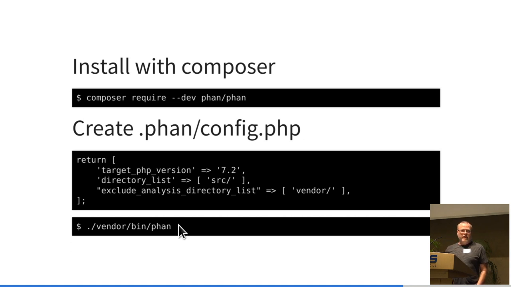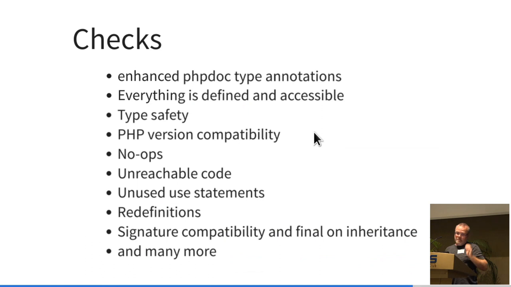And then you run vendor bin fan, and it'll analyze your code and usually spit out quite a few errors for you. You can also further hone your configuration file to say only certain types of errors are things you're interested in. Because by default, it's a pretty long list of very common mistakes. It's interesting to read, but sometimes if you're adding it to an existing project, there's just no way you can fix them all. So you can tell Fan to ignore certain types of errors. It checks way more than just this, but it does all of these.